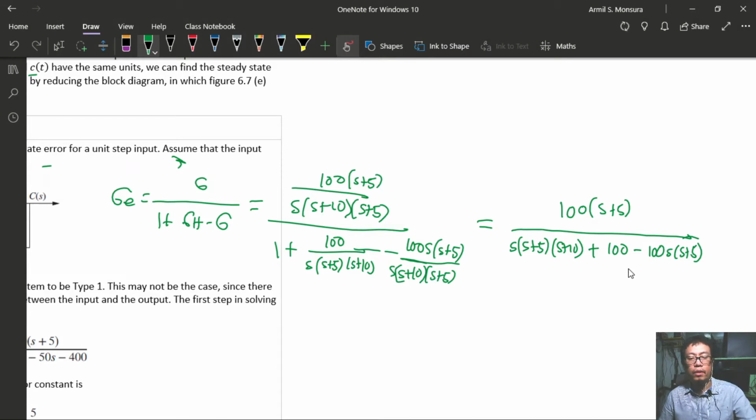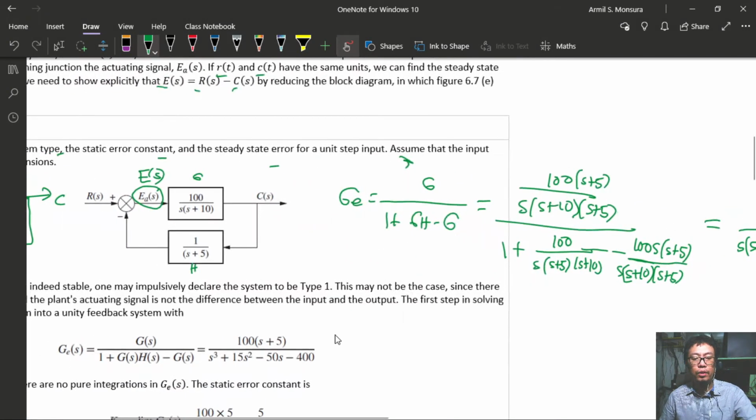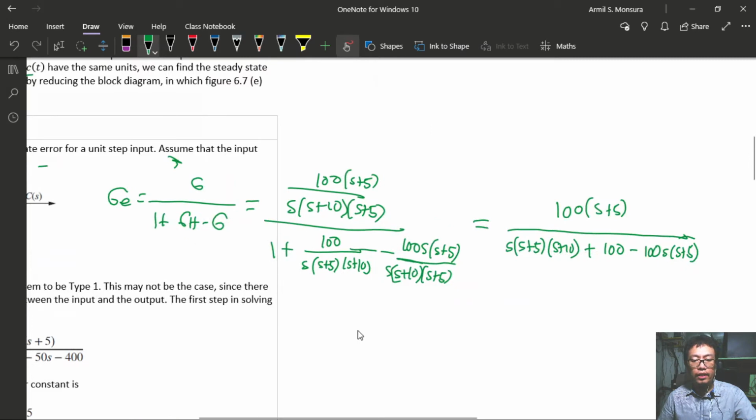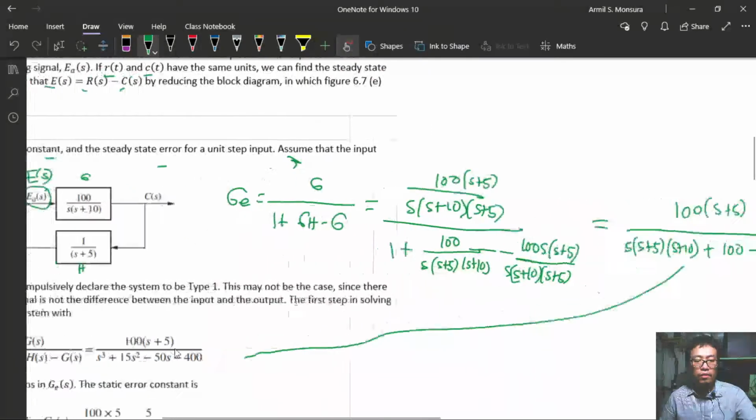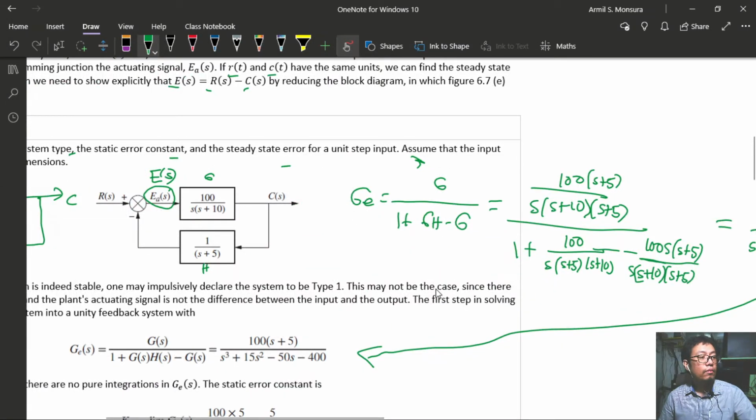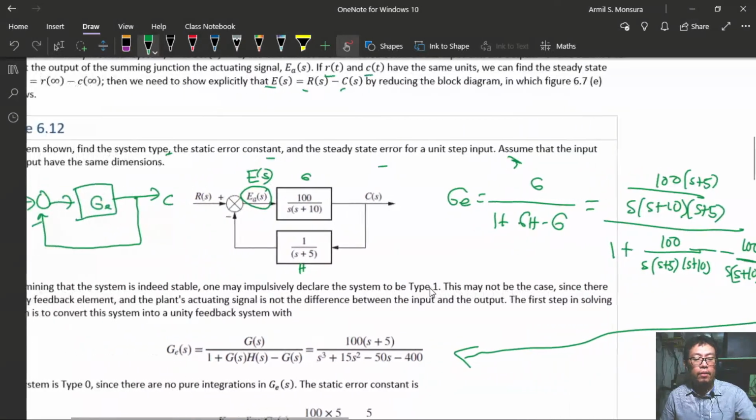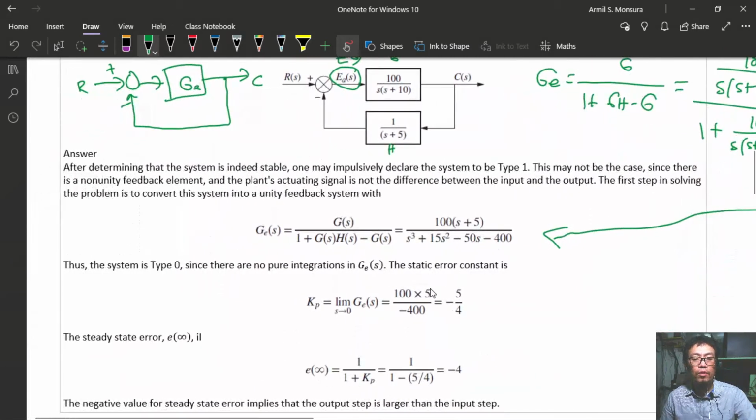Now, if you multiply this out and express this as a polynomial, you would be obtaining something like this one. So, magiging S cube plus 15S square minus 50S minus 400. So, again, this whole denominator becomes this one. Yan, magiging ganyan siya. So, please check that out para ma-verify natin. Pero what would happen is that lalabas ngayon, ito na ngayon yung magiging GE ninyo.